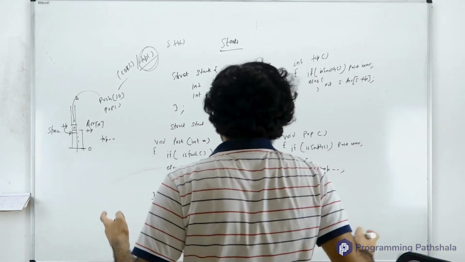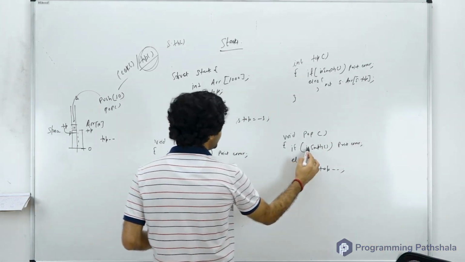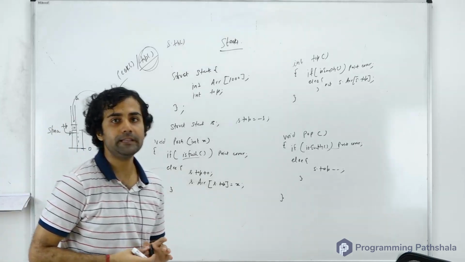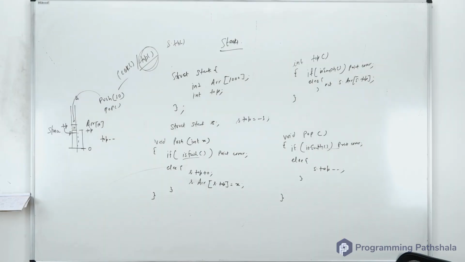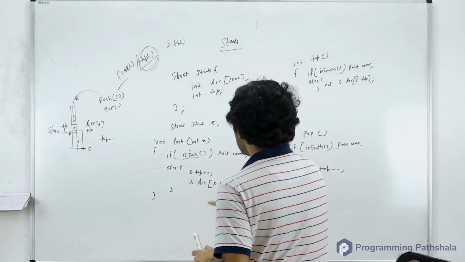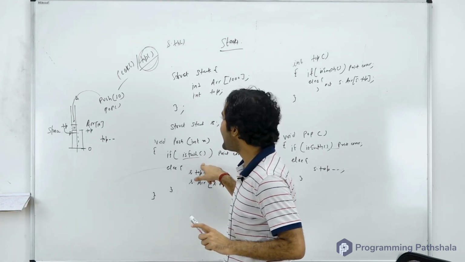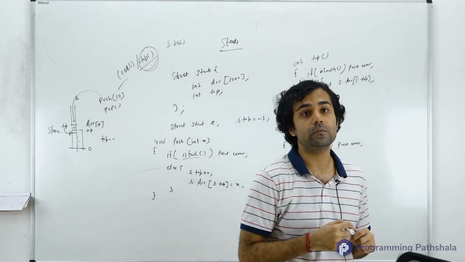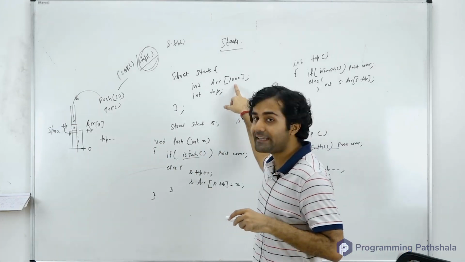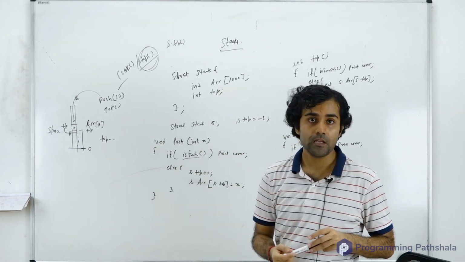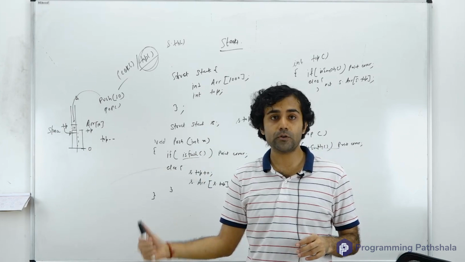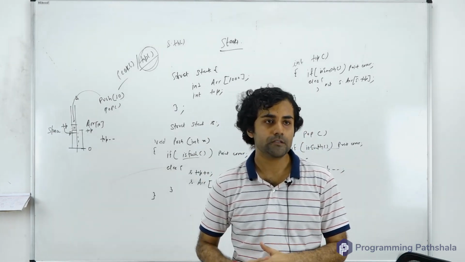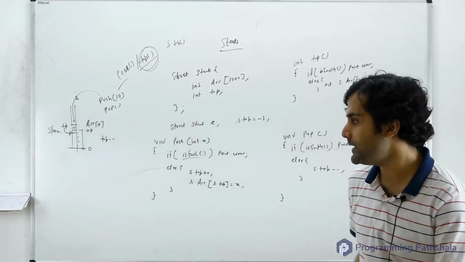Now two more things remain: isFull and isEmpty. isEmpty is used here also. Can you implement isFull and isEmpty? How many of you can do that? You can do that, right? In isFull, you will just check the value of s.top. If s.top has become equal to n-1, that means it is full. And in isEmpty, you will just check whether s.top is equal to -1 or not. Those are very easily implementable.